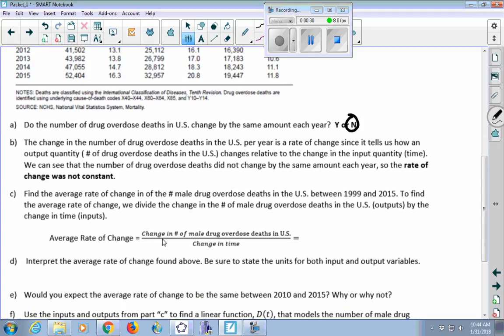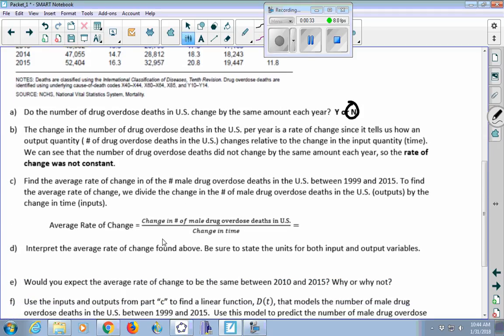C, find the average rate of change in the number of male drug overdose deaths in the U.S. between 1999 and 2015. So, Hazel, what do you have there? Does that look right to most of you who did it? Okay, and what you get for your answer there?